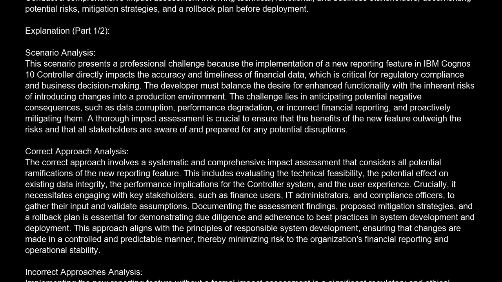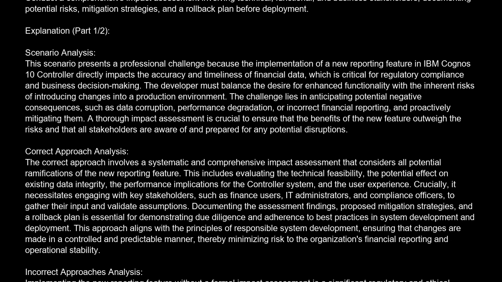The correct answer is A. Conduct a comprehensive impact assessment involving technical, functional, and business stakeholders, documenting potential risks, mitigation strategies, and a rollback plan before deployment. Explanation. Scenario analysis.